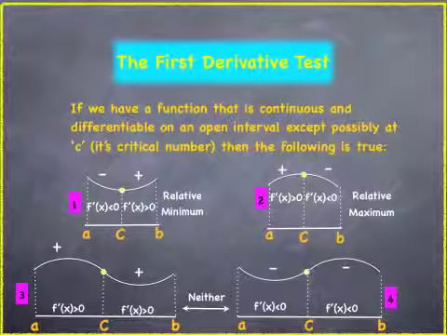First of all, we need a function that is continuous and differentiable on an open interval, except possibly at its critical number c. And then the following four scenarios are true.